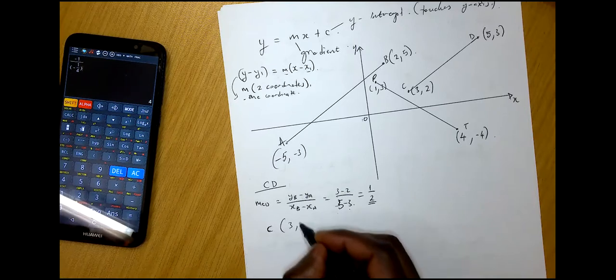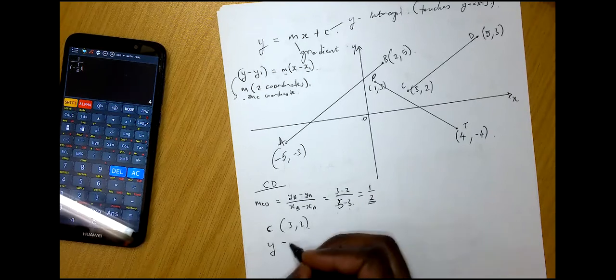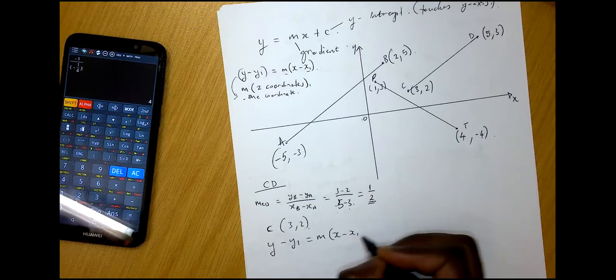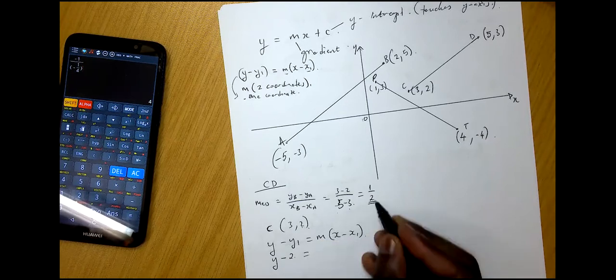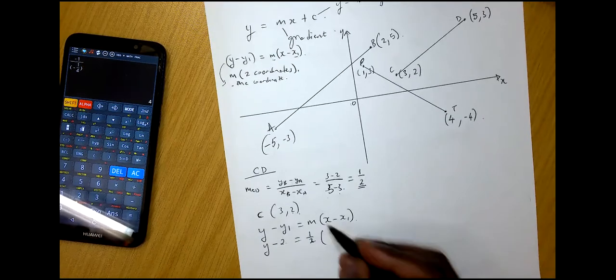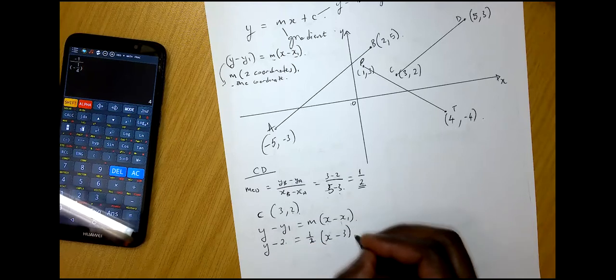So we're going to say, all right, our general equation here is y minus y1 is equal to m times (x minus x1). Now what do we use? We use C. So y minus, we take the value of C, which is 2, is equal to m, which is 1 over 2, in bracket x minus, what is the value of x? It is 3. That's what we have there.